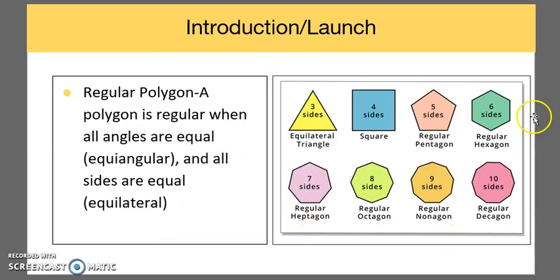Here are some examples of regular polygons we can work with and recognize. It's important that we understand and recognize what this vocabulary and these shapes mean. For example, if we're talking about a regular octagon, an octagon has 8 sides. A regular nonagon is a figure that has 9 sides. A regular hexagon has 6 sides. So we're going to go through some questions and work through them.